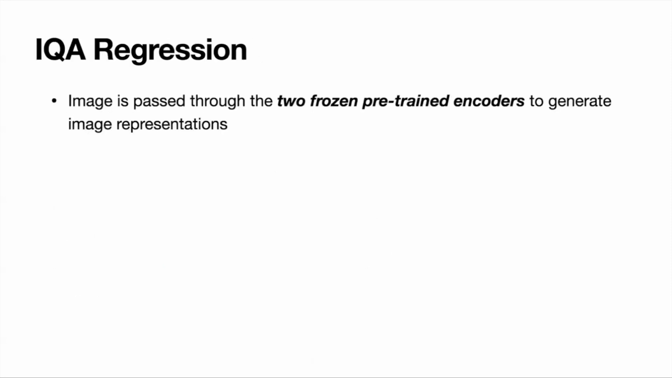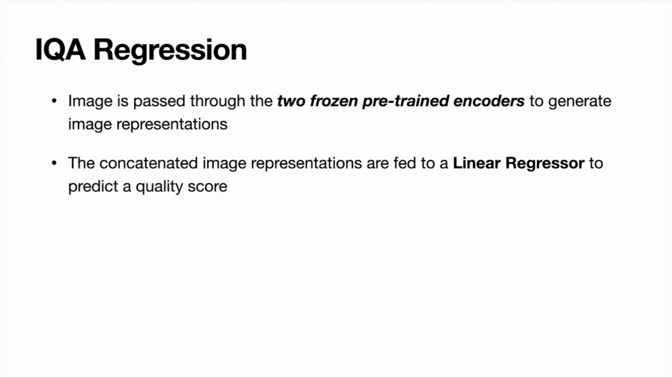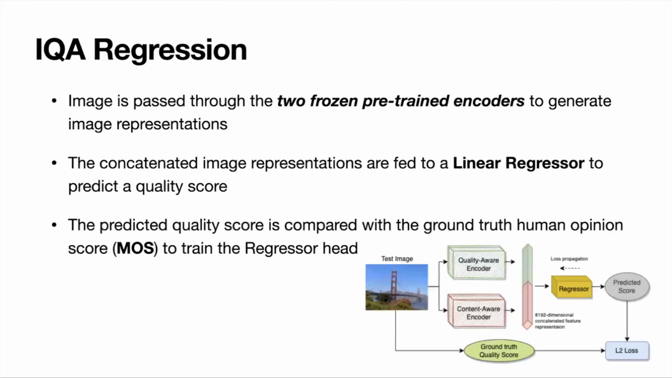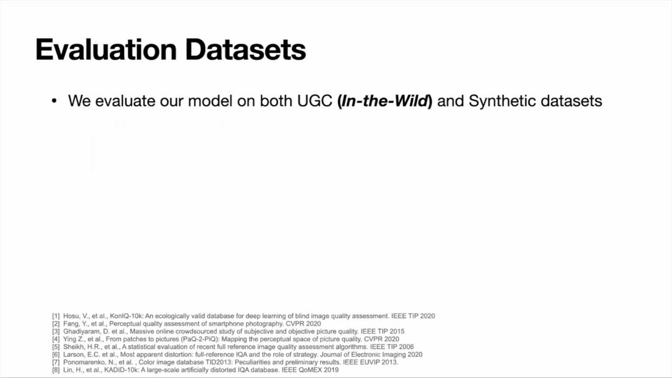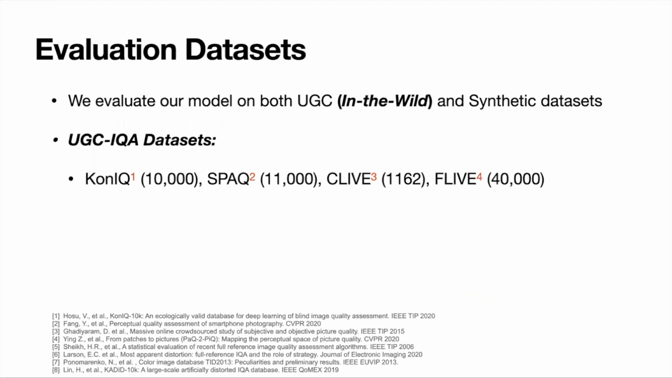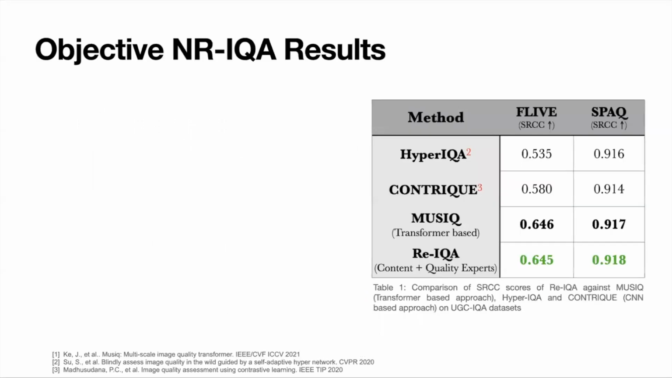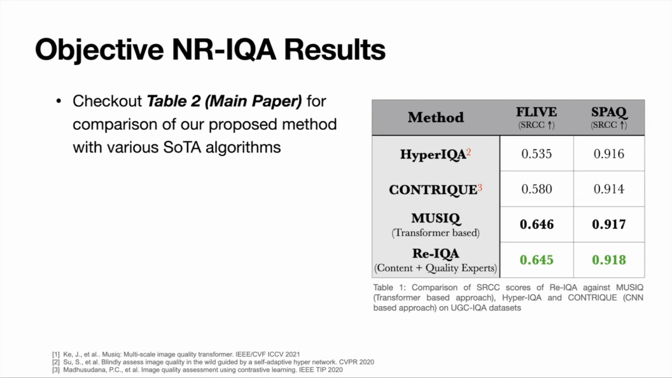Images pass through the two frozen pre-trained encoders to generate image representations, which are then concatenated and fed to a trainable linear regressor. The regressor is trained by backpropagating the loss between the predicted quality score and the ground truth human opinion score. We evaluate our model as a no-reference image quality assessor on both user-generated content and synthetically distorted datasets. The following UGC IQA databases were used for the UGC evaluation case, and these are the synthetic IQA databases used in the evaluation. We recommend checking Table 2 of the main paper for an extensive comparison of our proposed method with various state-of-the-art algorithms.